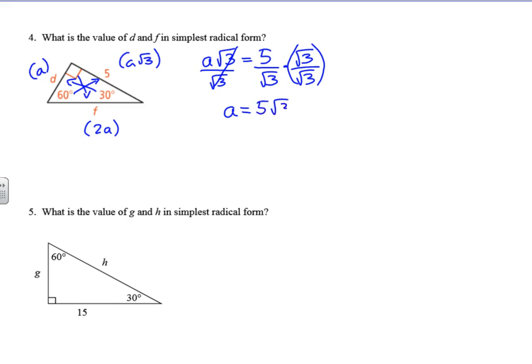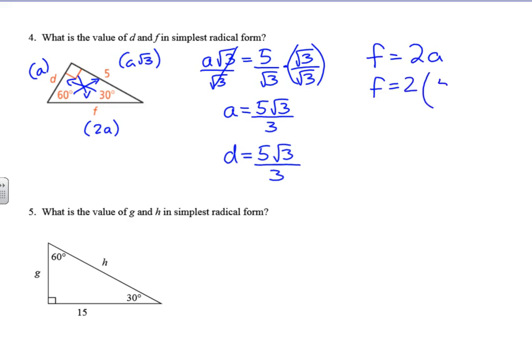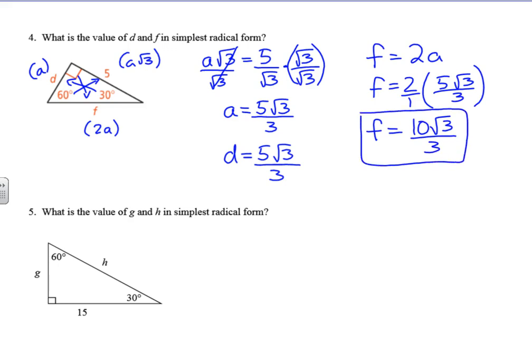So this becomes 5 radical 3 over 3. Now that can't be simplified because 3 doesn't go into 5. So our A is really in this case what D is. So D would be 5 square root of 3 over 3. And F equals 2A. So F equals 2 times 5 square root of 3 over 3. You could think of 2 as 2 over 1. So that would be 10 radical 3 over 3. And again, 3 doesn't go into 10, so you can't simplify that any further.